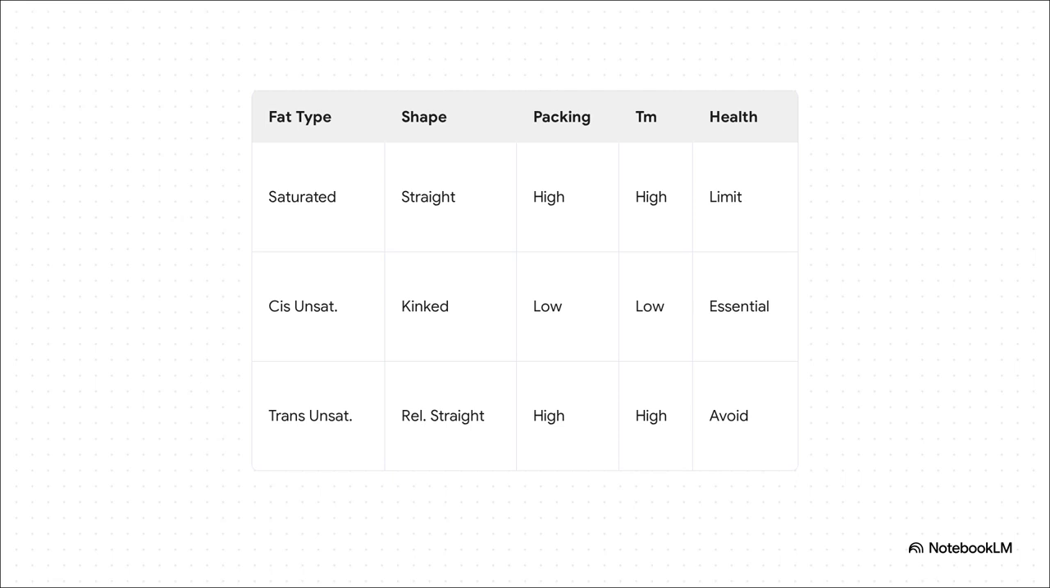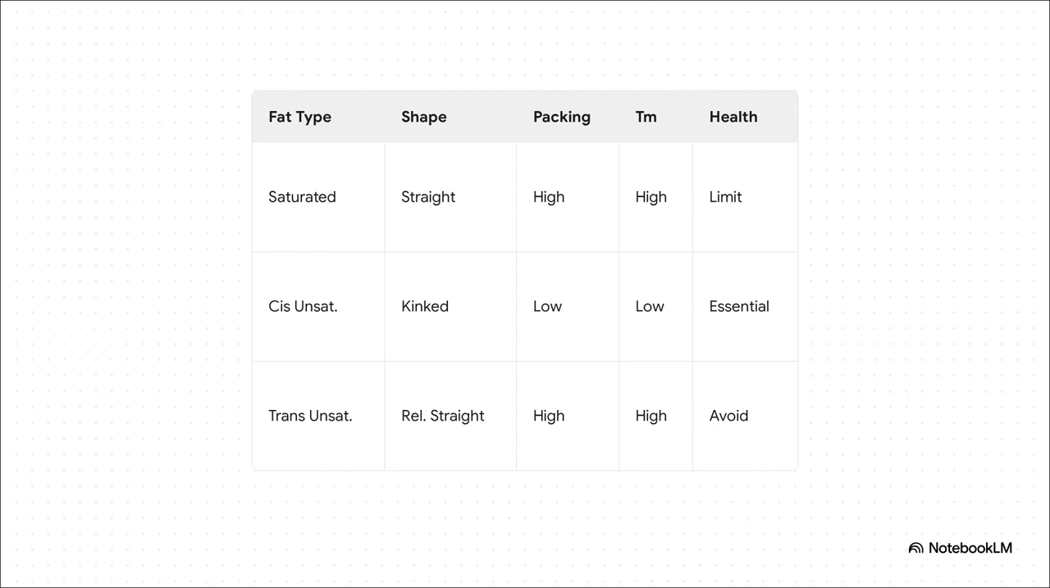Then you have the cis-unsaturated fats. They're kinked, so they can't pack well, giving them a low melting point. These are the ones that can be essential for us. And finally, trans fats. They're pretty straight, so they pack well, have a high melting point, and these are the ones we really want to avoid.